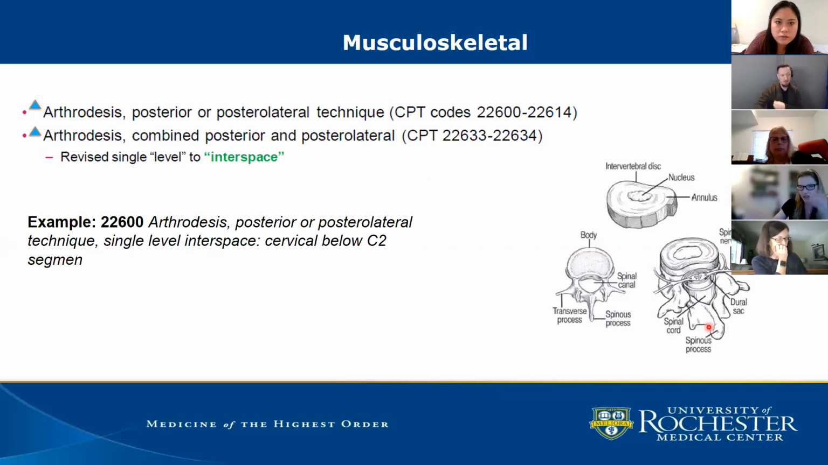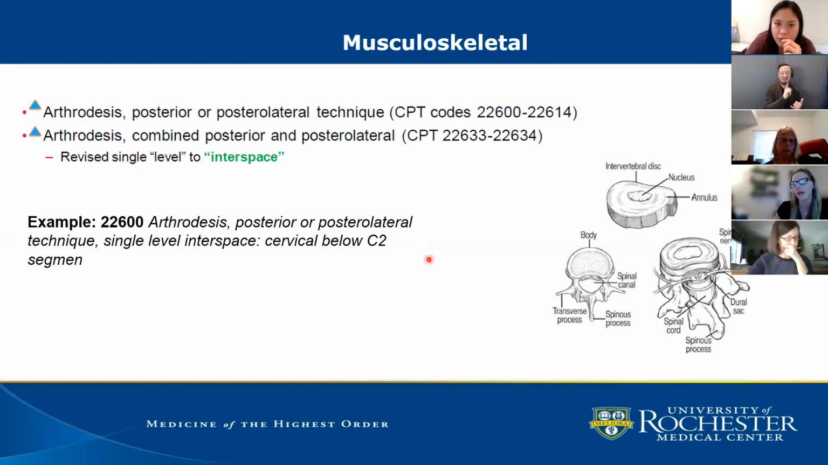So now we're moving into those codes that were revised, the 8 codes that we have revised. Really what they've done here with all of the arthrodesis codes is that they've revised the term level to include interspace. For example, we've got 22600, arthrodesis, posterior and posterior lateral technique, single level interspace.